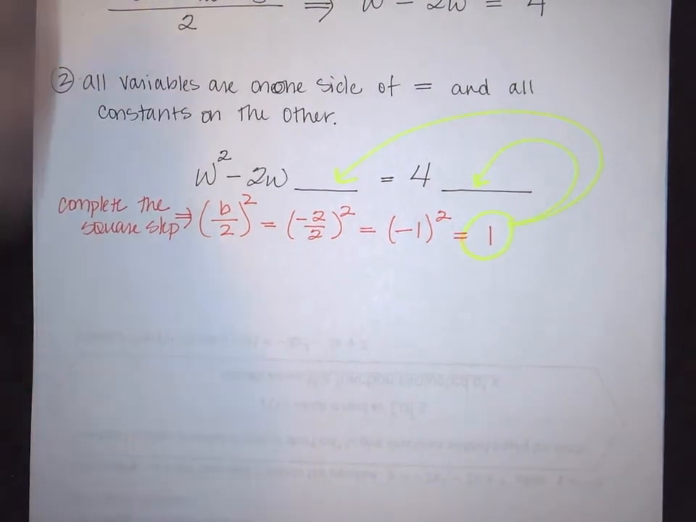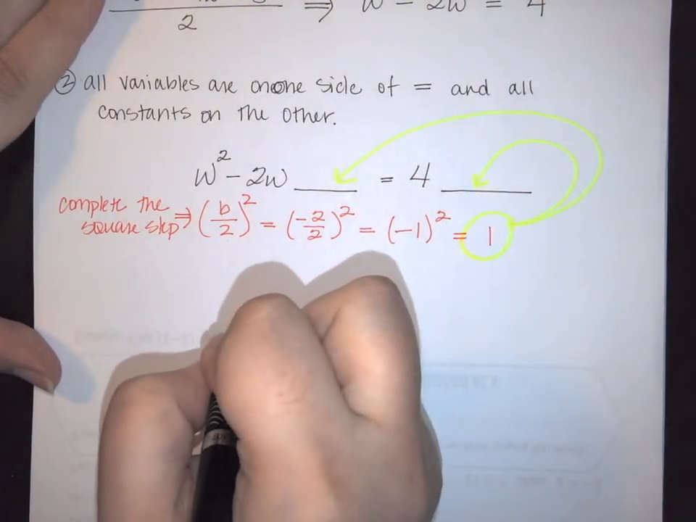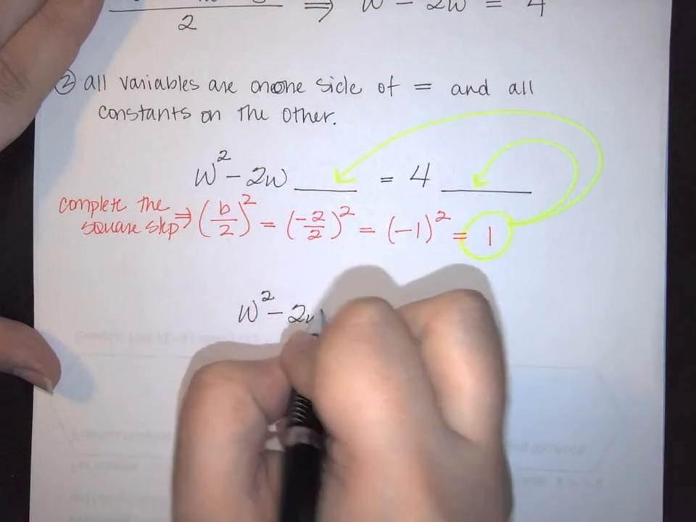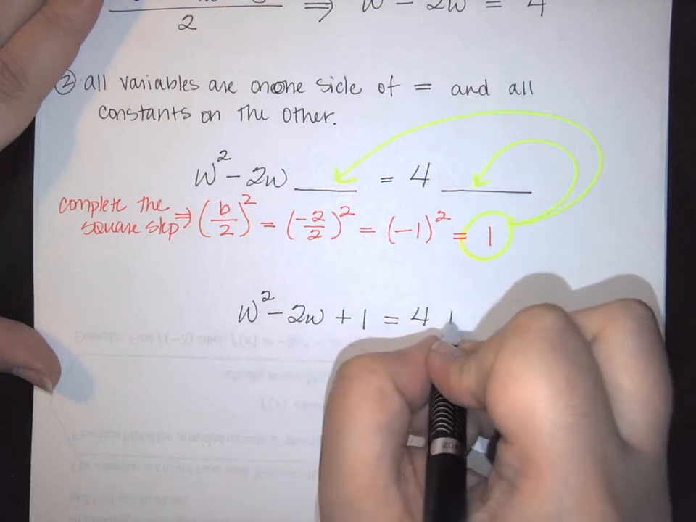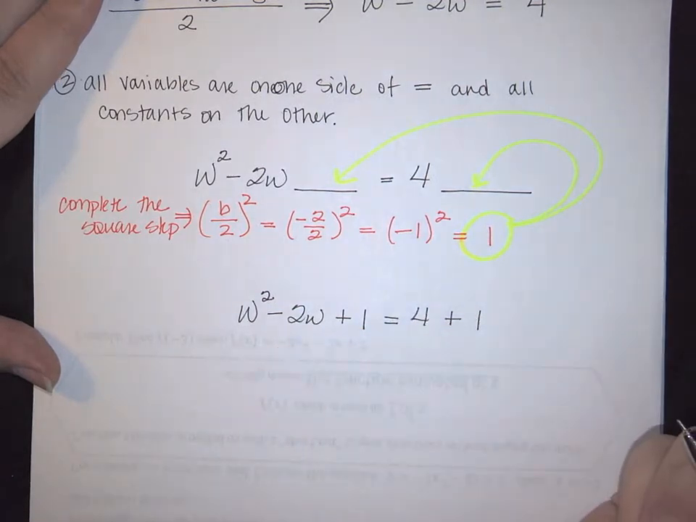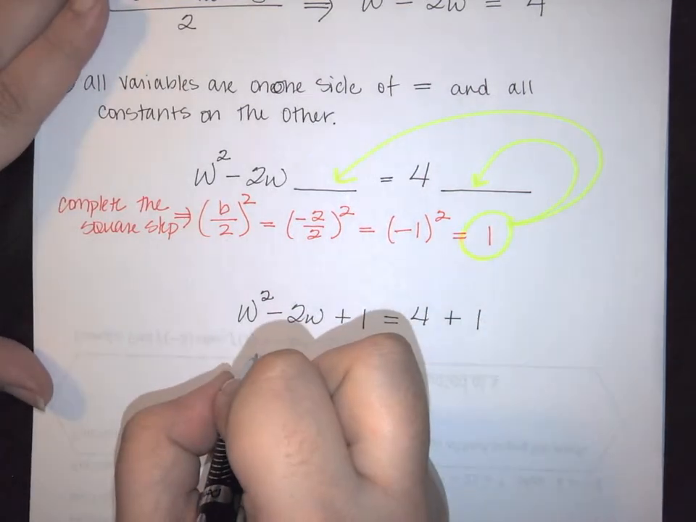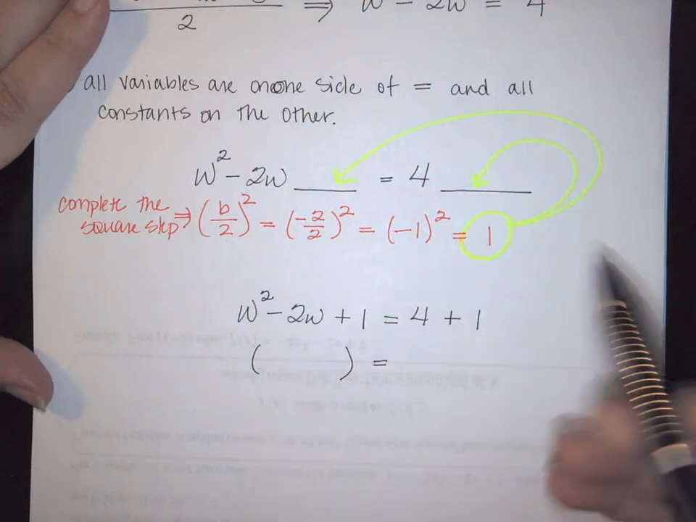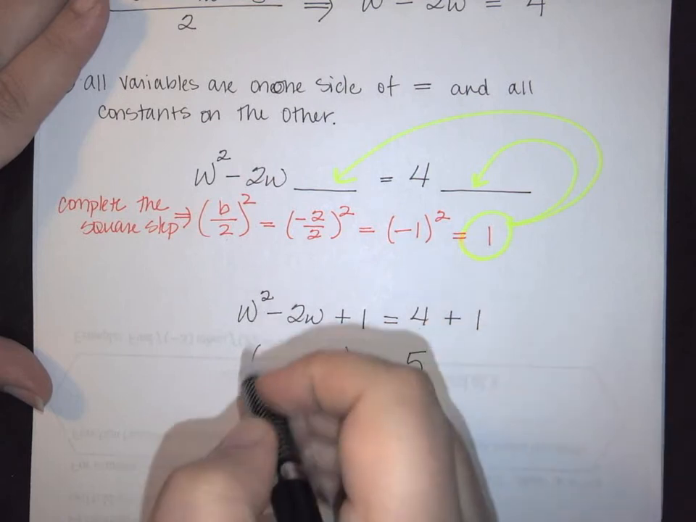Okay. So I very easily can rewrite my equation to say that I have w squared minus 2w plus 1 is equal to 4 plus 1. Now, completing the square says that what we were doing is turning this part into a perfect square. And in this case, 4 plus 1 is 5. I know my variable is a w.